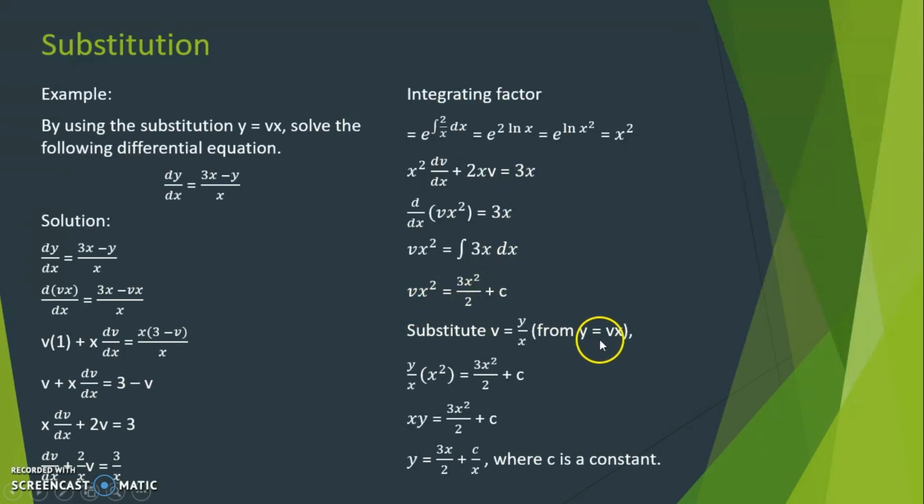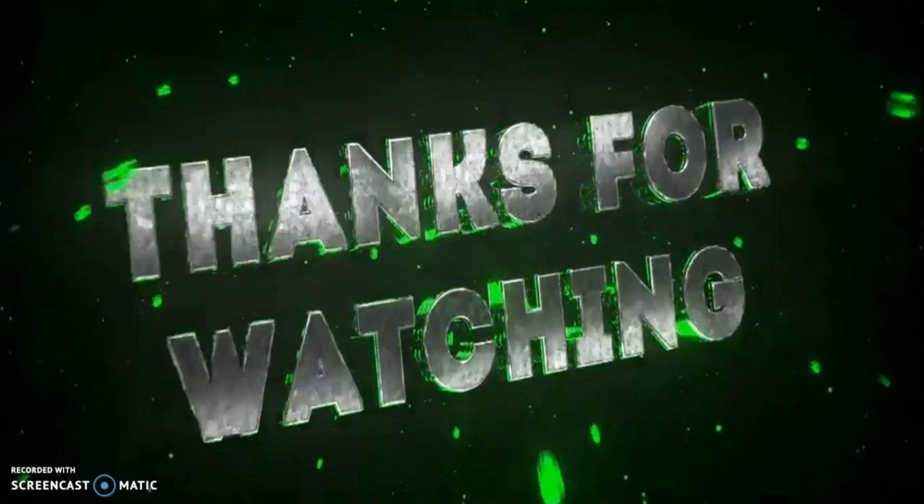From y = vx, we can get v = y/x. And then we substitute v = y/x into this equation. We will get (y/x) multiplied by x^2 = 3x^2/2 + c. And then finally we will get y = 3x/2 + c/x, where c is the constant. That's all from us. Thanks for watching.